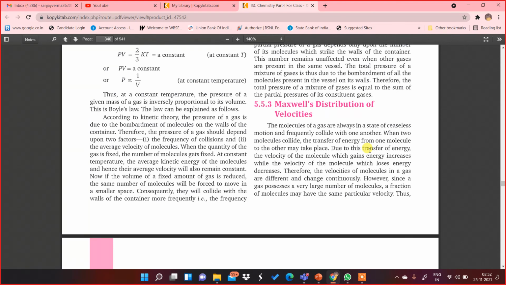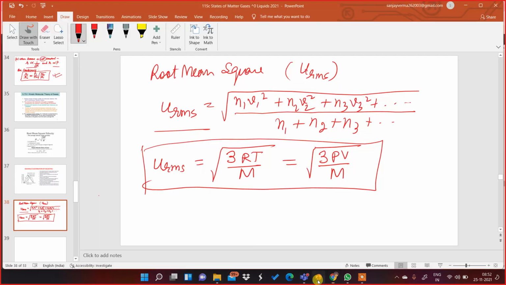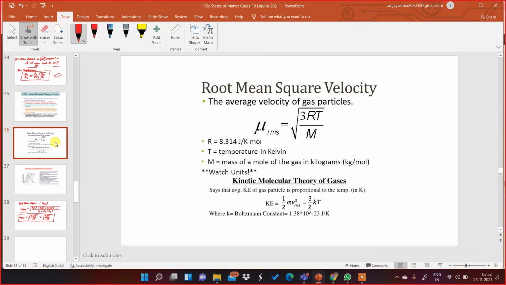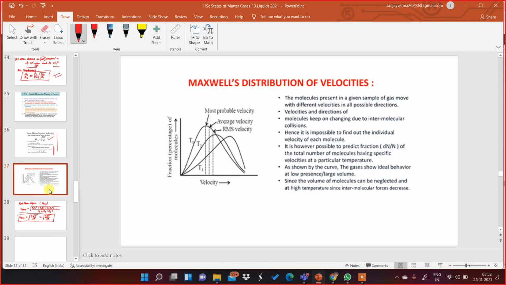Next topic is called Maxwell's distribution of velocities, which I'll explain from the slide. Now have a look. This is with regard to root mean square velocity. Remember this formula, this formula is also important. Then we come to Maxwell's distribution of velocities. Under this, the speed of different gas molecules is different at a given temperature. Their speed also changes during collision.